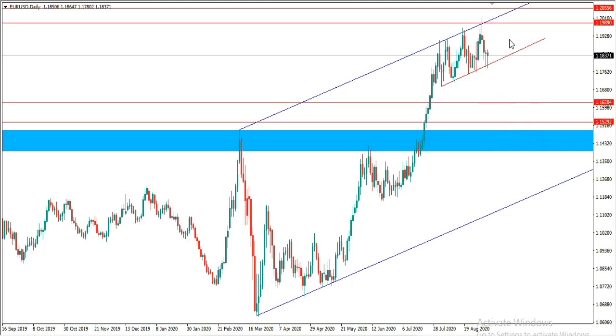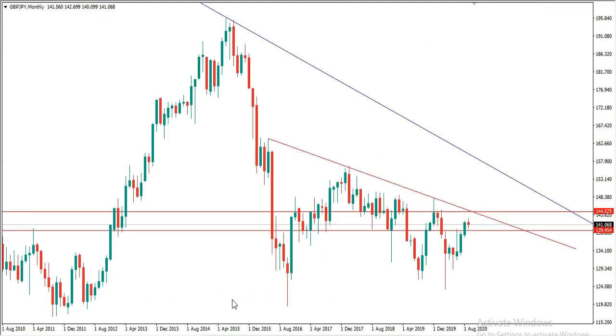Or if on the other hand I get a daily close below this channel support right here, then on the retest I'll be taking my short trades into these lows right here. So that's about Euro USD. So next up is Pound JPY.